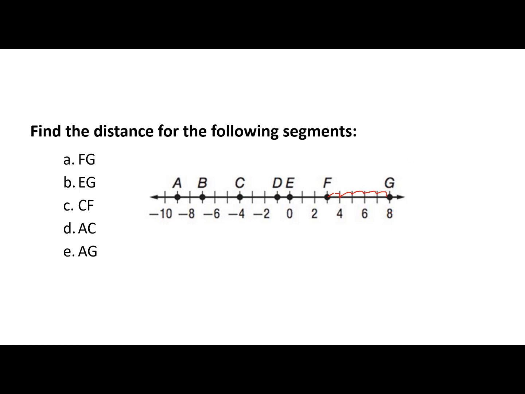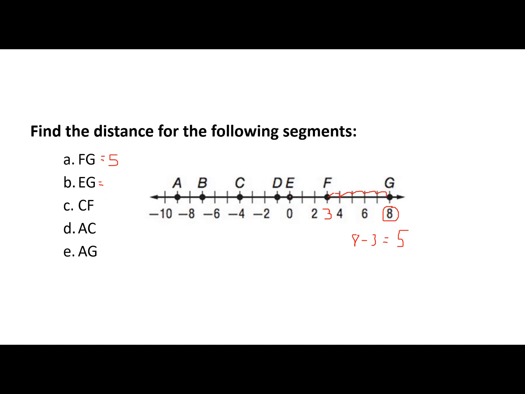We can take the highest number, which in this case is 8, and then we subtract the smaller number, which in this case would be 3. So if we take 8 minus 3, we get 5. That is the same number that we got when we just counted. The answer to A, that distance is 5.